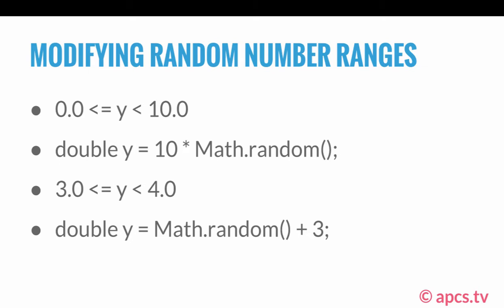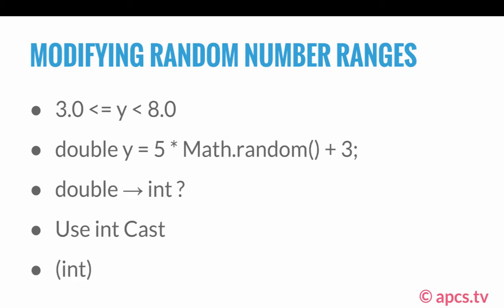And let's say that we want to go from 3.0 to 4.0. Let's say we want a double within that range. Then what we do is double y equals Math.random, and then we add 3 on. So now all the random doubles that will be generated will be between 3 and 4. Next, let's see if we wanted to get something like from 3.0 to 8.0. Now in this case, we would go double y equals 5 times Math.random plus 3.